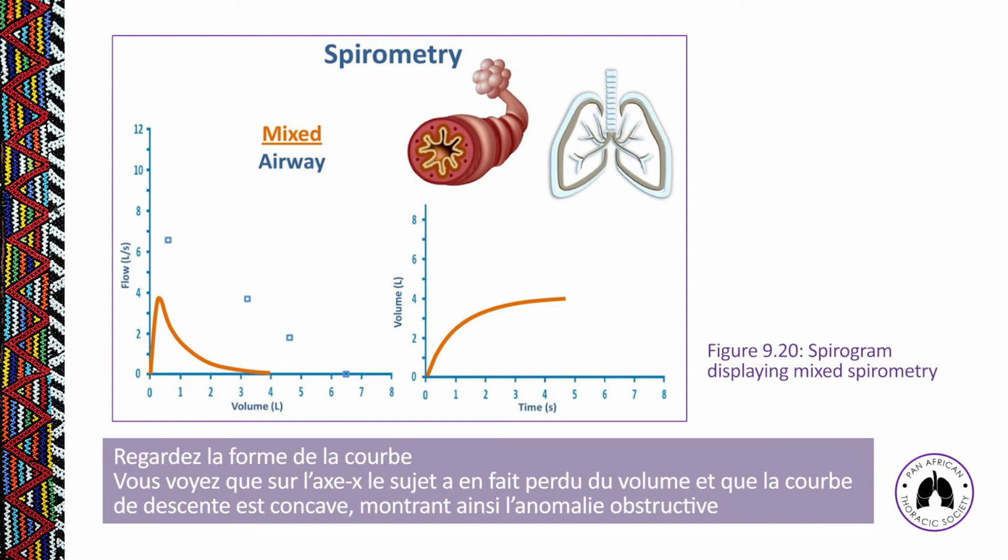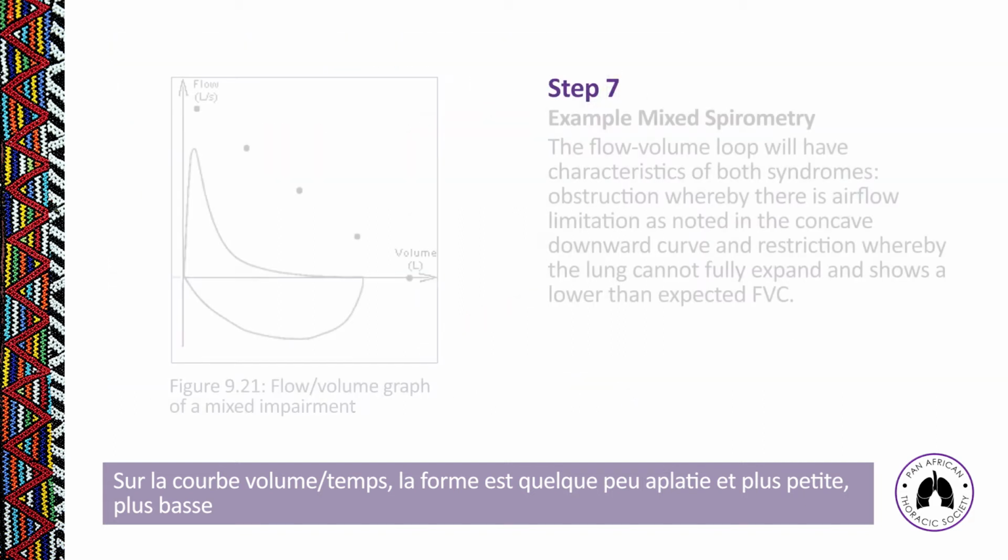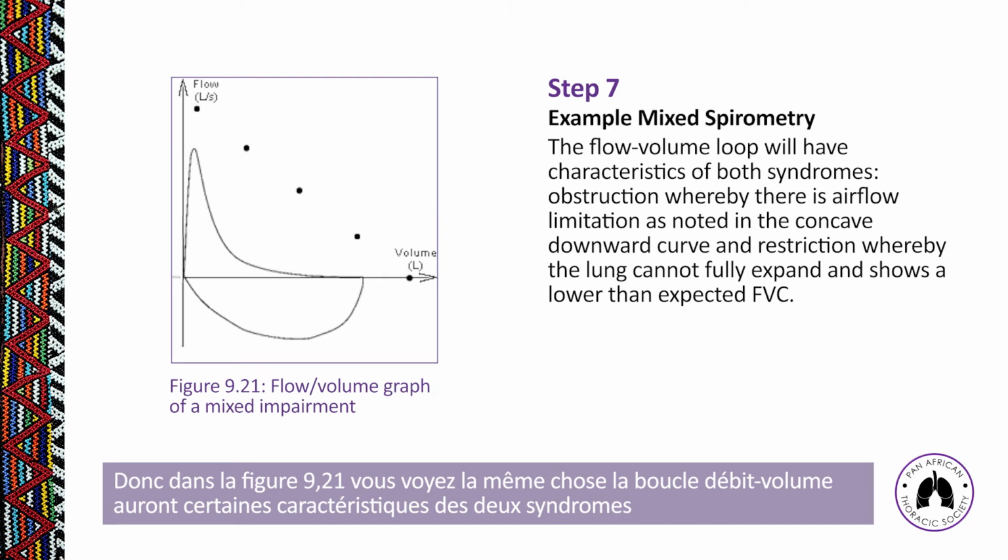Look at the shape of the graph. You can see there that on the x-axis, the patient has actually lost volume, and that the downward curve is concave, showing the obstructive impairment. On the volume time graph, you have a slightly flattened and slightly smaller, lower volume time graph. So in figure 9.21, you can see it as well.